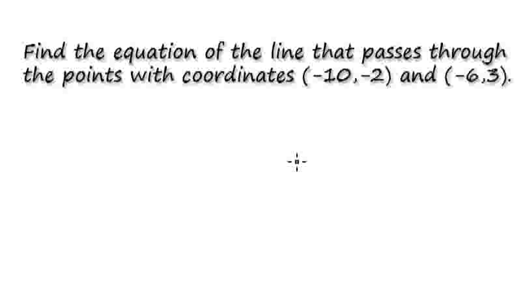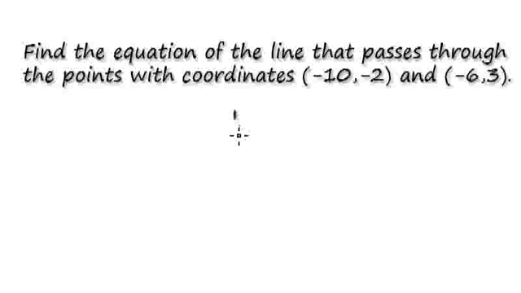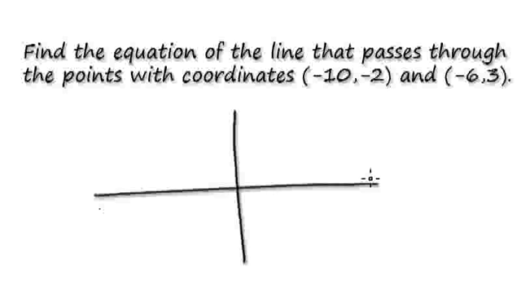So all you're given is the question here. Just 2 points, this and this. So rather than using the grid, just draw it roughly. This is your x. This is your y. Negative 10, negative 2. So that would be somewhere here. This is just guesswork. So I'm guessing 10 to be around here, and then negative 2 down here.